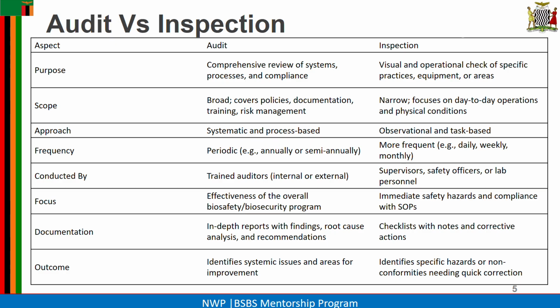So let's look at some aspects that are different between an audit and an inspection. So let's look at the purpose. The purpose of an audit is to comprehensively review a system or a process, and to also check compliance to the standards like we mentioned. But for an inspection, the purpose is visual and operational checks.